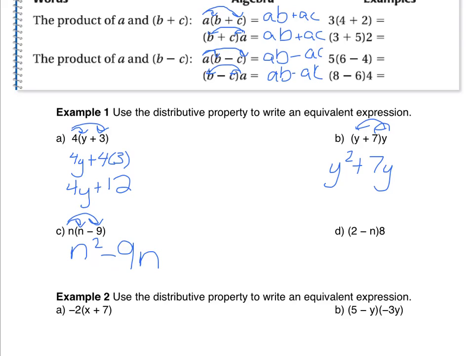And here's another good example right here on D. We take 8 through the parentheses. 8 times 2 is 16. I wait to write my sign. Negative n times positive 8 is negative 8n. And that is as simple as those go. So this first part's pretty easy. You should be able to handle it just fine.